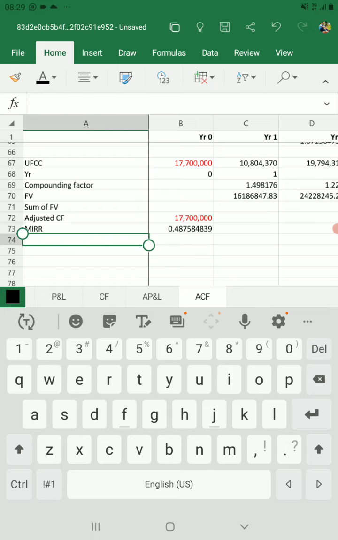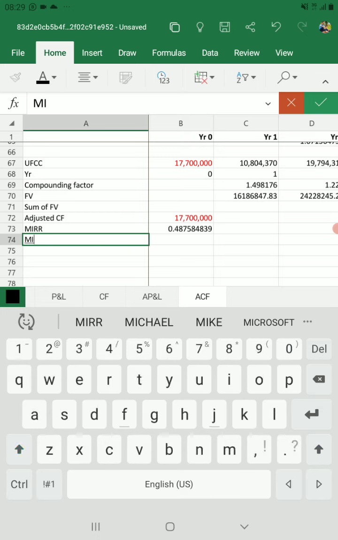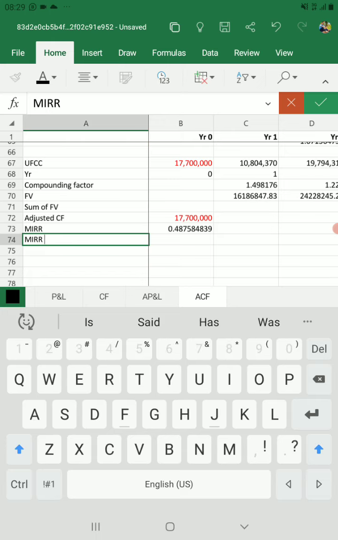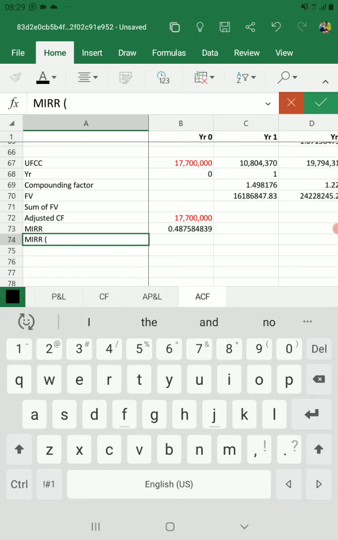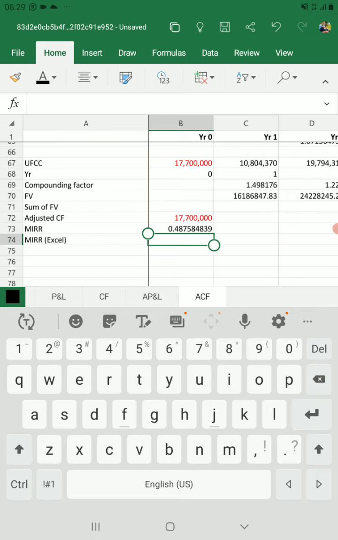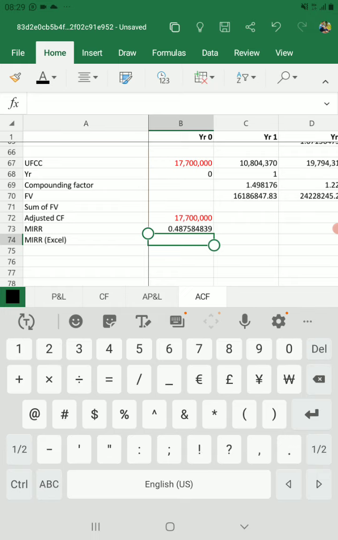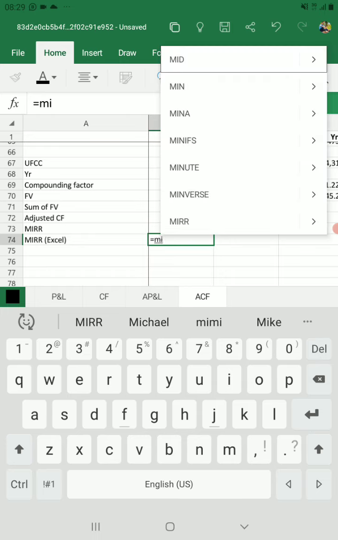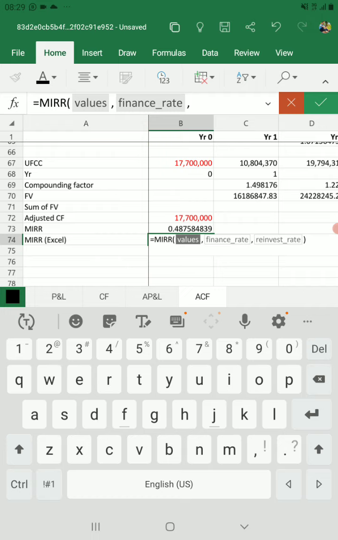Now let us establish the MIRR using the Excel formula. So you start with equal sign, then type MIRR. This one is coming here, I just pick here MIRR. So look on the function bar there.